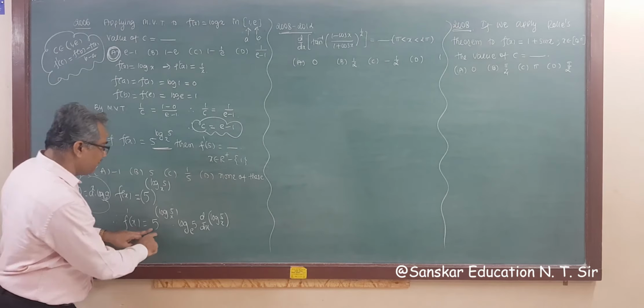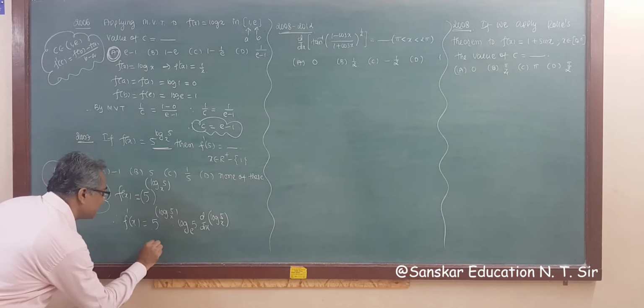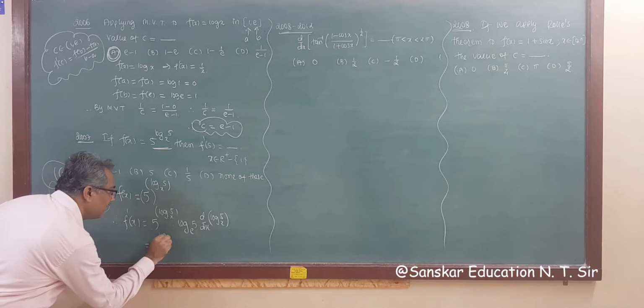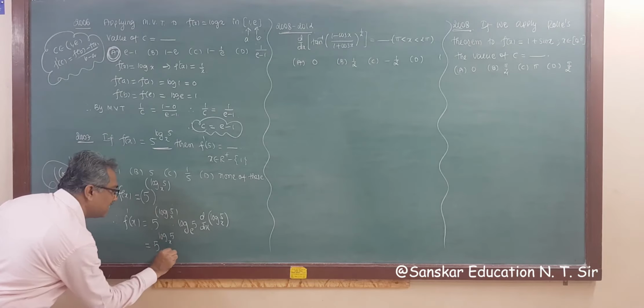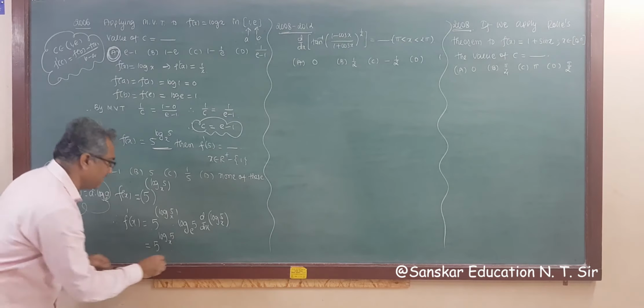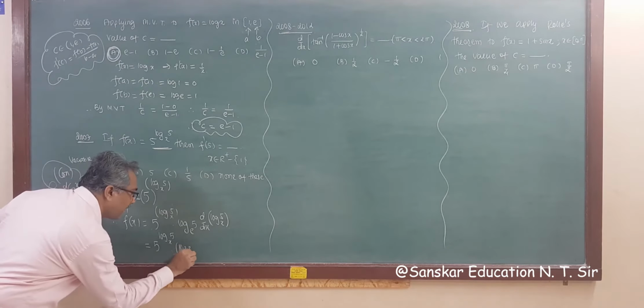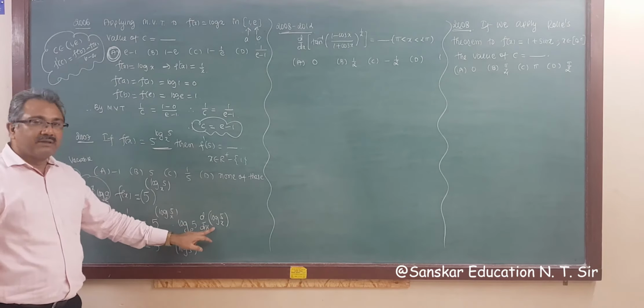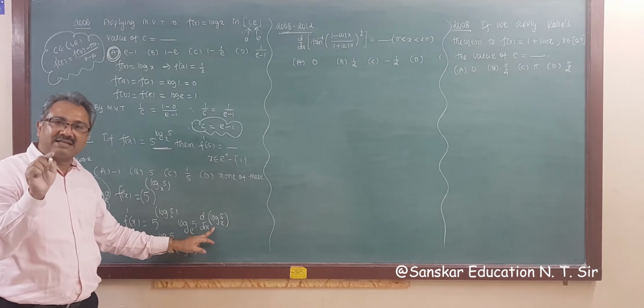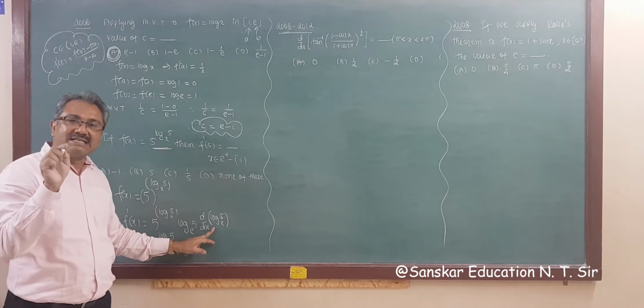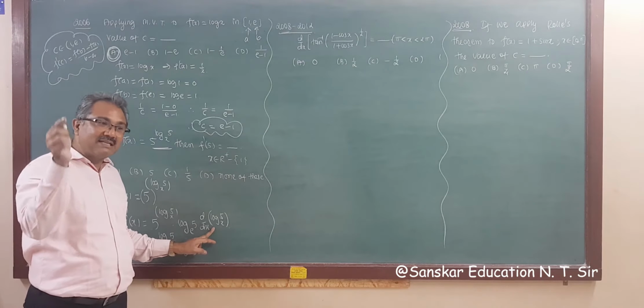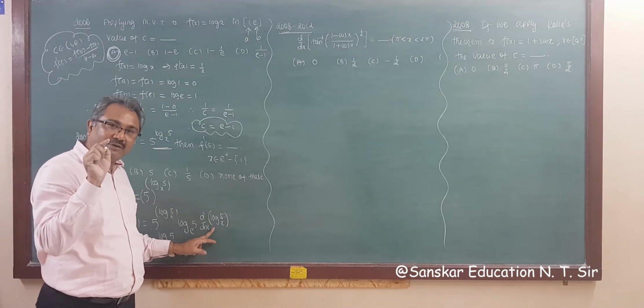Now this is 5 raised to, so this is as it is: 5 raised to log 5 base x. This is log 5 base e, that is log 5, right? Now a log function is differentiated only if it is on base e, that is, only the natural logarithm function is differentiable.